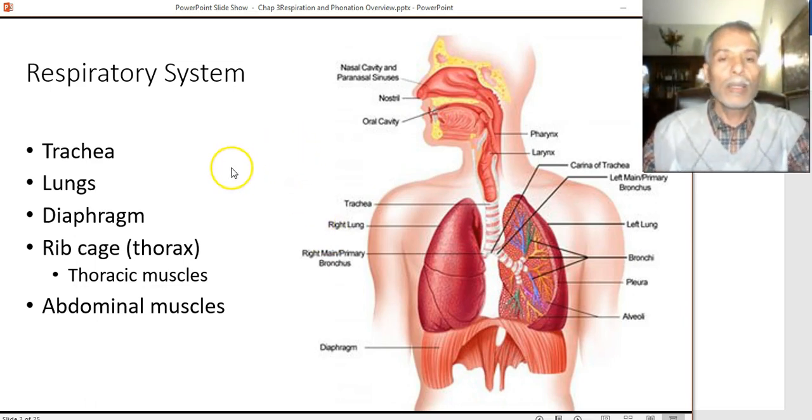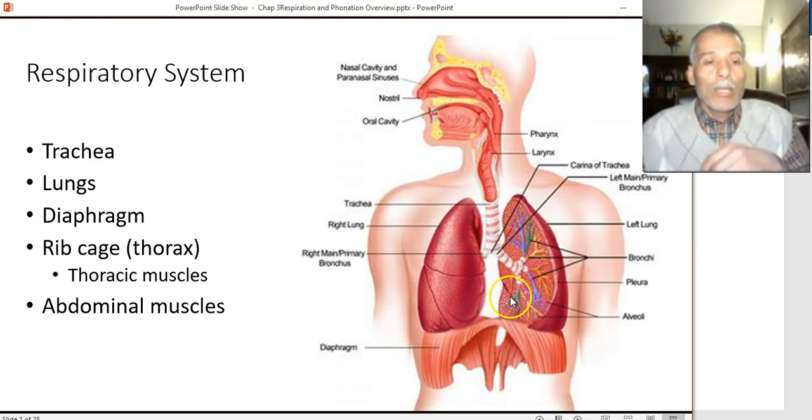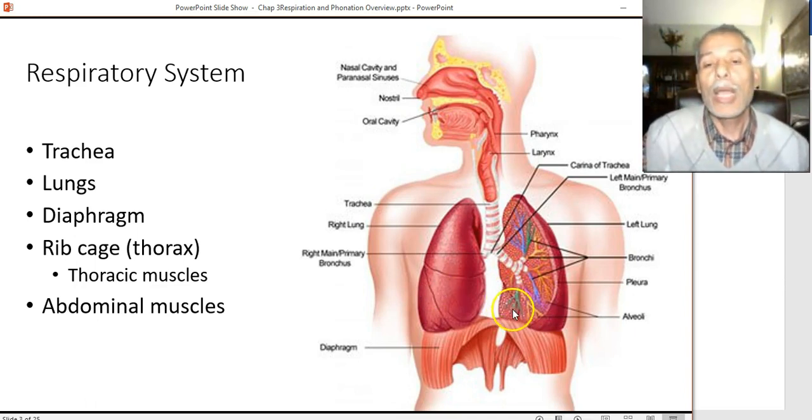Looking at the respiratory system quickly in terms of anatomy and physiology, it consists of the thorax, of course, and inside of the thorax you have the lungs. Under the lungs you have the diaphragm. And in order to expand the lungs to get the air in, you have to elevate the thorax.